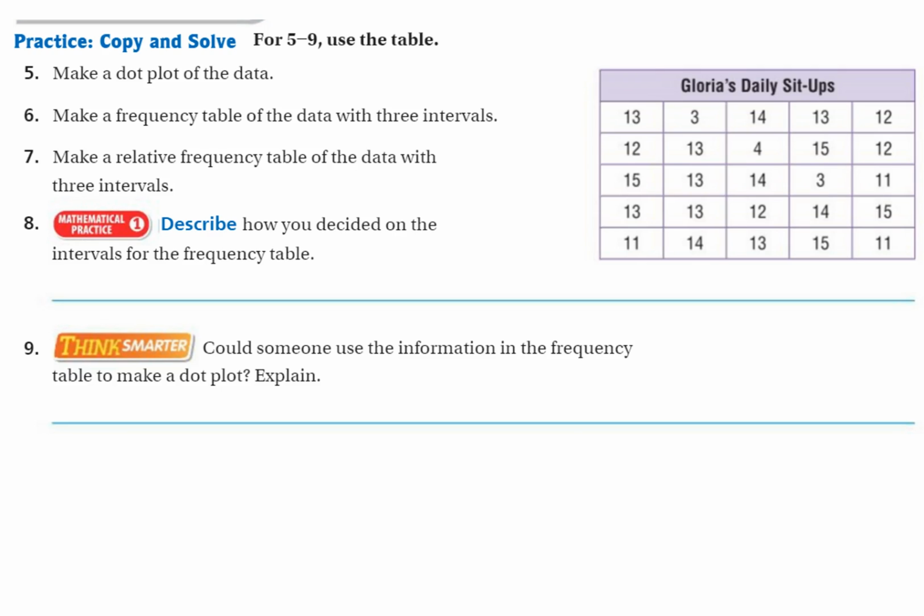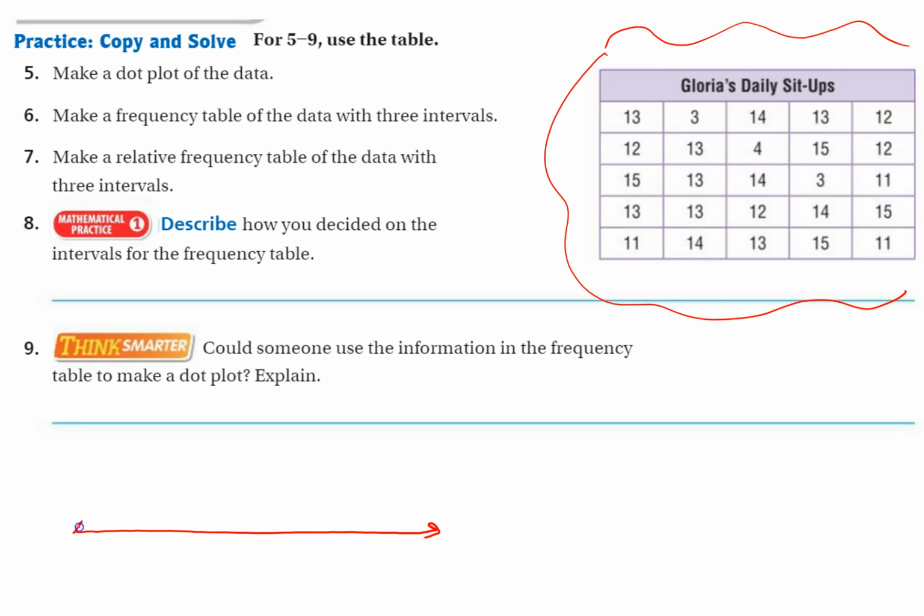All right, I'm on the bottom of page 483 now. Copy and solve. Make a dot plot of the data. Here's our data over here. So let's make the dot plot first. So we need a number line. Looks like my data goes from 3 all the way up to, what, 15?